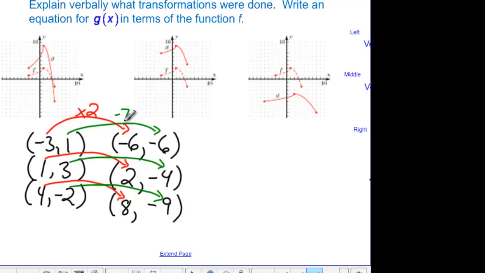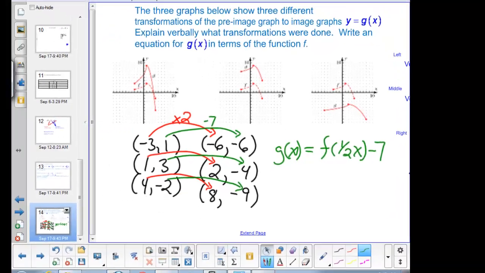So now we need to figure out how to write the equation that would reflect both of these operations. Because our graph got wider horizontally, we have to remember that it's counterintuitive. Since it got twice as wide, we have to multiply our x by 1/2. Vertically, we dropped 7 units. So vertically, things make sense. So our g of x should be f of 1/2 x minus 7.